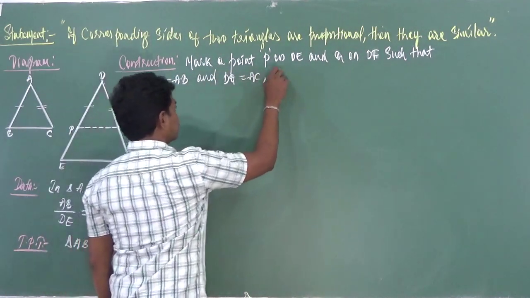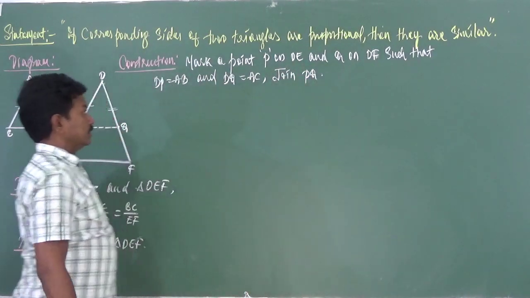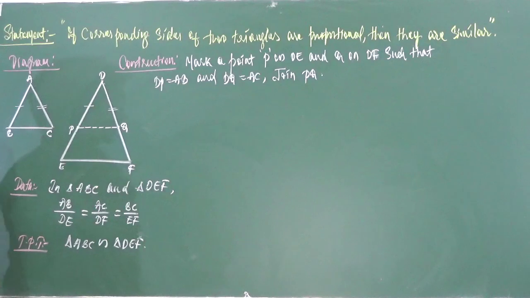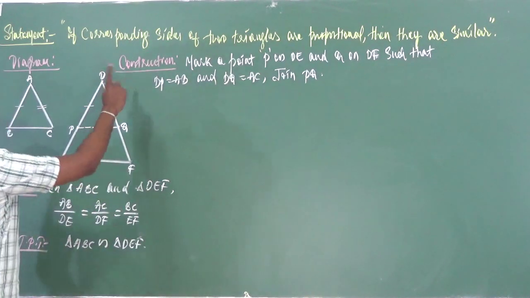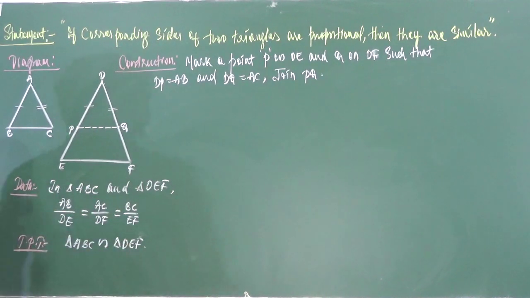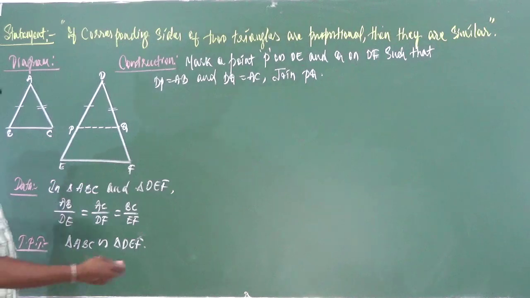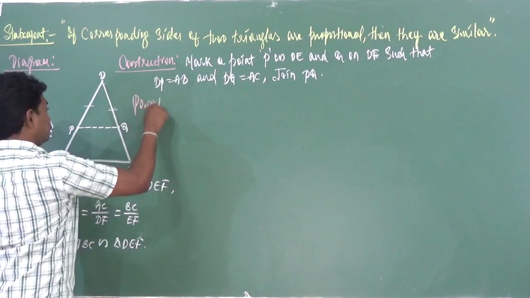So apart from this, you have to join PQ, right? So this is the construction part of the theorem. Very important. Let us get into the proof. Using the construction and the data given, we are going to prove that triangle ABC is similar to triangle DEF.